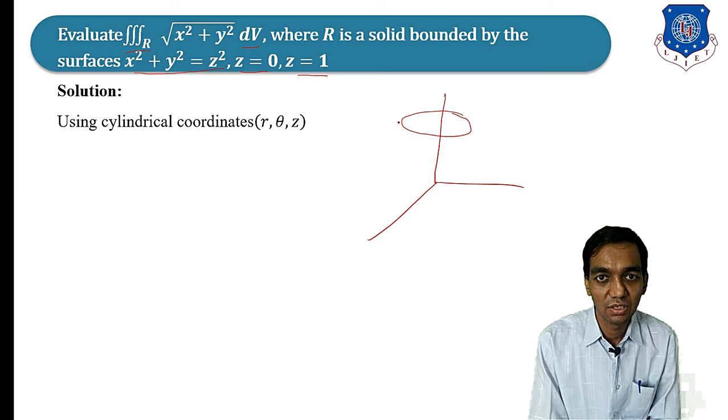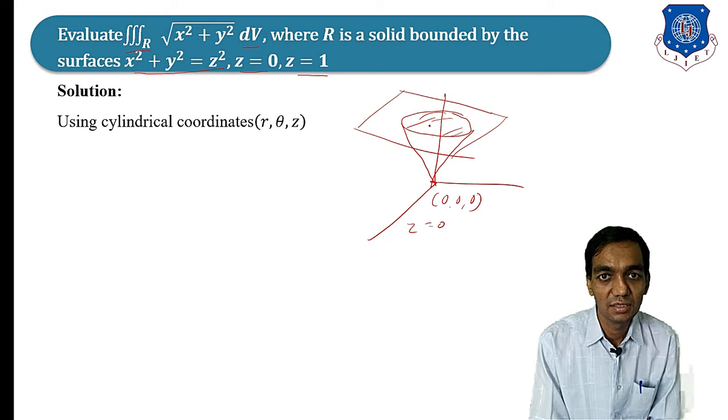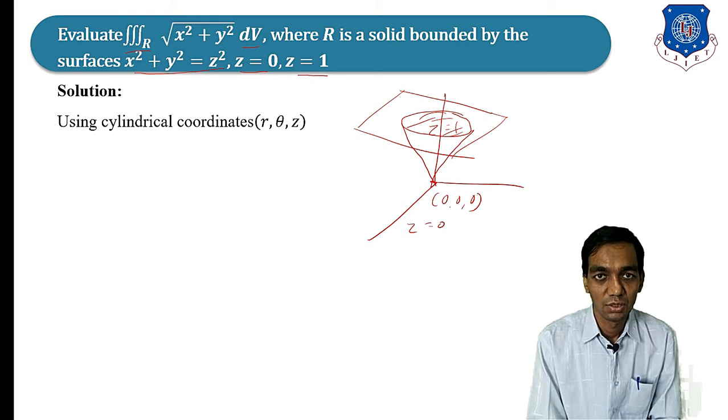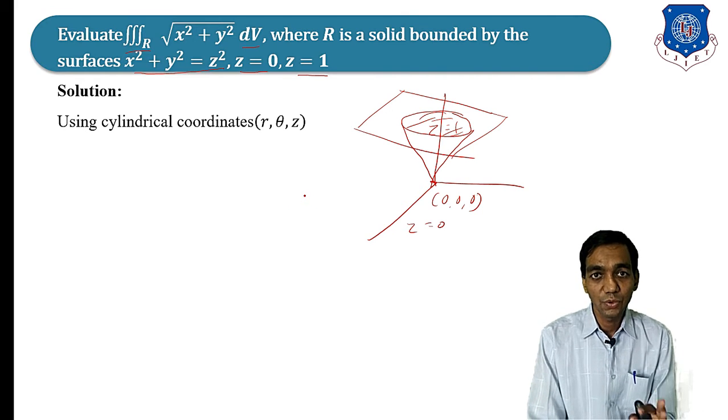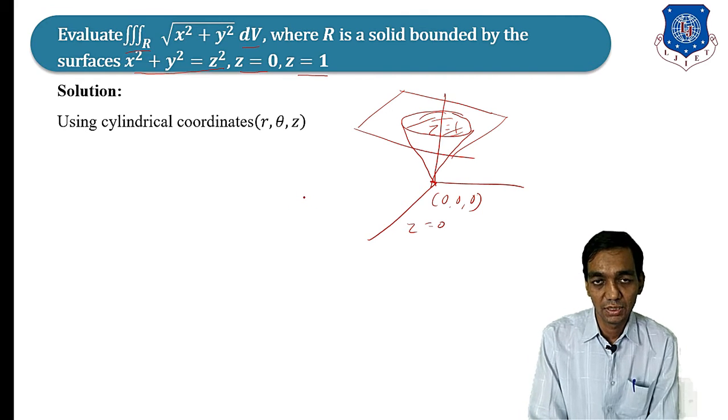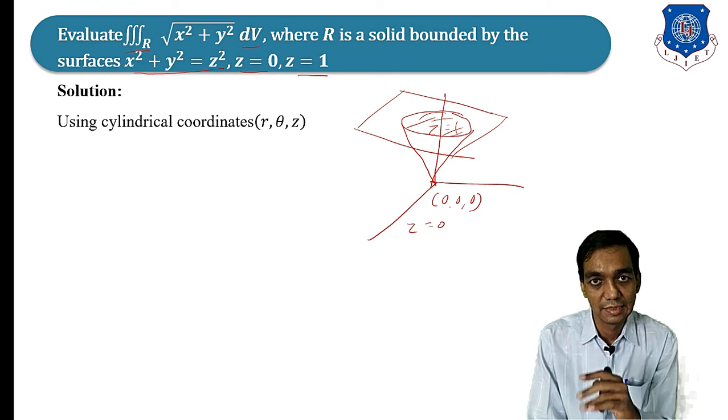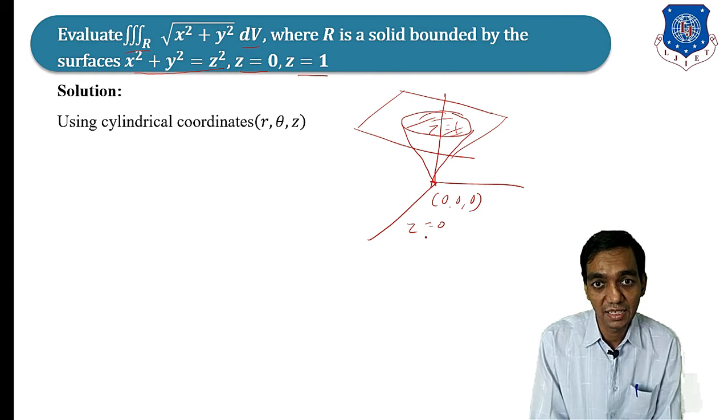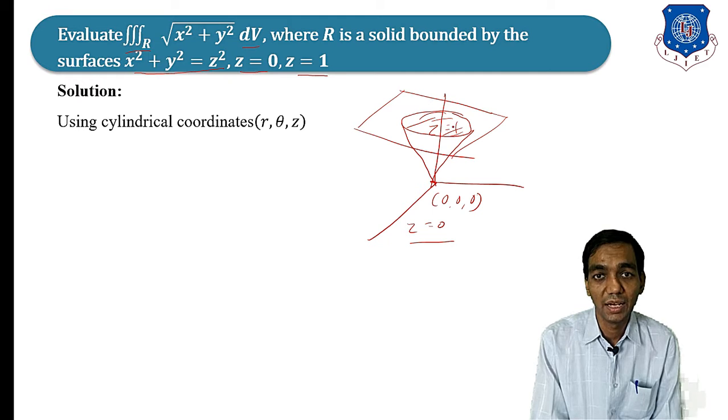So we are starting with the cone. You have a cone like this in 3 dimensions, and this cone is starting from the point 0 0 0. This plane is the z equal to 0 plane, and here we are going to cut this region by the z equal to 1 plane. So if you are going to put the limits of z, the limits of z start from 0 and end on 1.